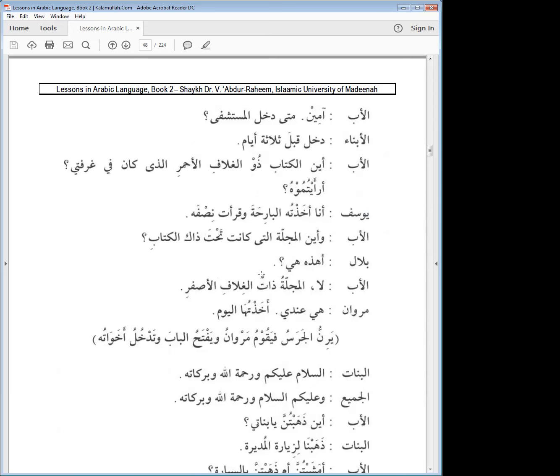Mata dakhala al-mustashfa, when did he enter the hospital? And the boy said, he entered before 3 days. So in Arabic, they say, qabla thalatha ayyamin, before 3 days. But in English, we would say 3 days ago, all right?